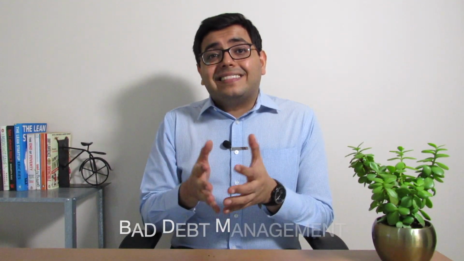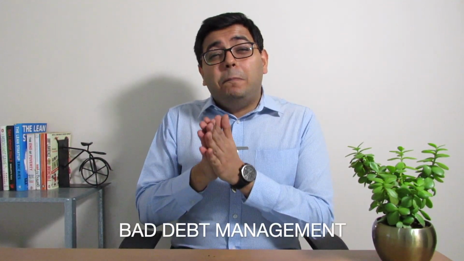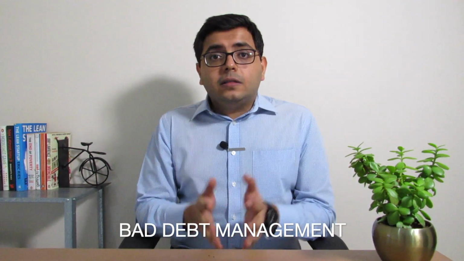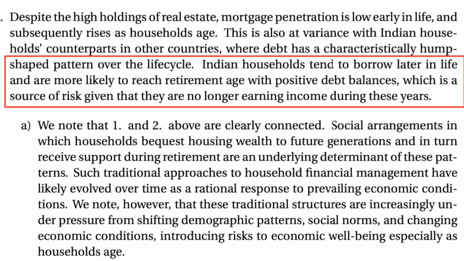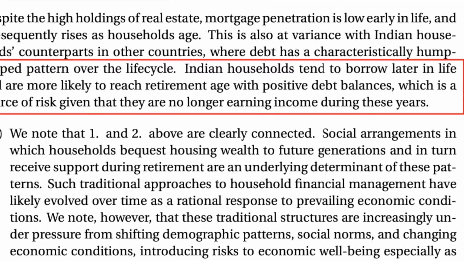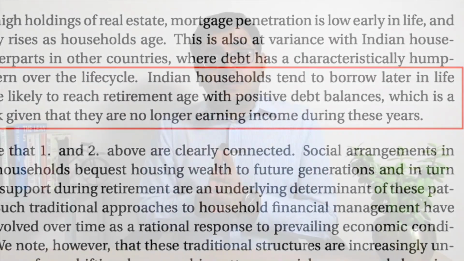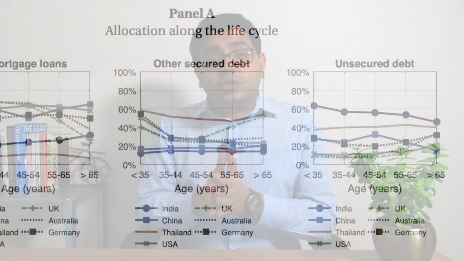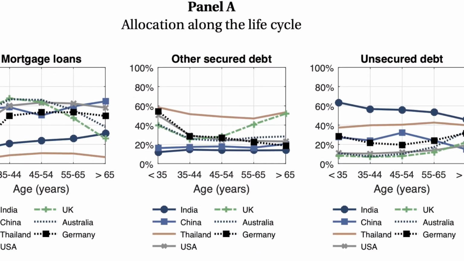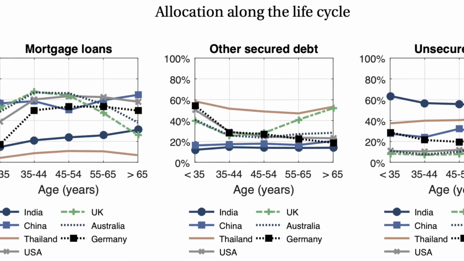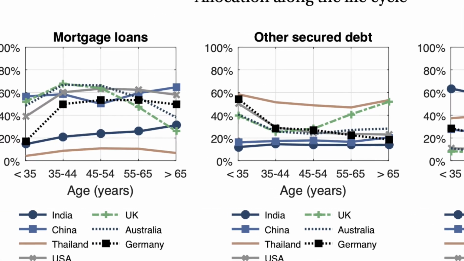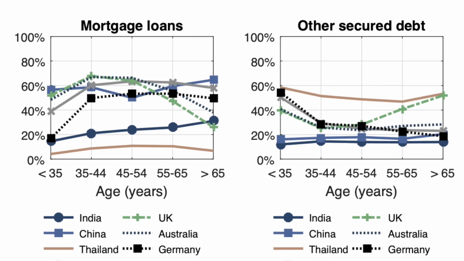The next mistake that this report talks about is bad debt management. The report shows that Indians tend to borrow later in life as compared to people from other countries and therefore are more likely to reach retirement age with positive debt balances. Considering the high allocation of real estate in wealth that we spoke about earlier, it is possible that a large amount of this debt is going towards creating that one family property.